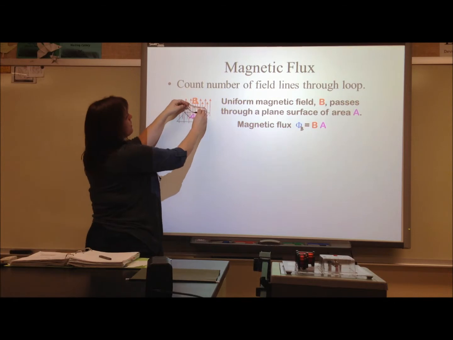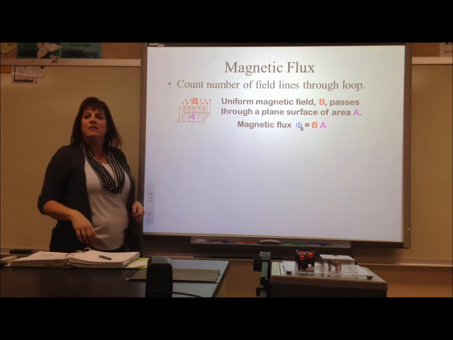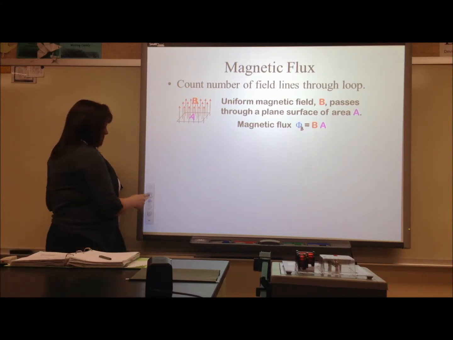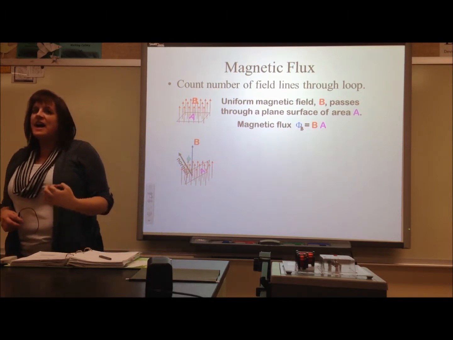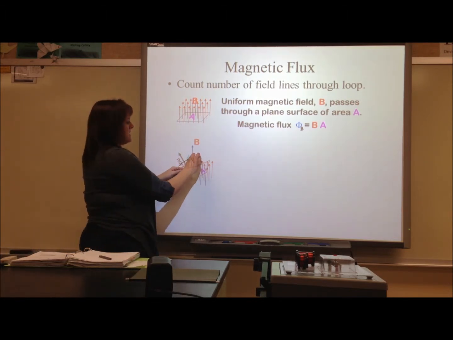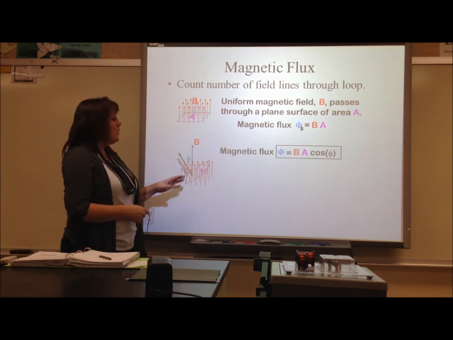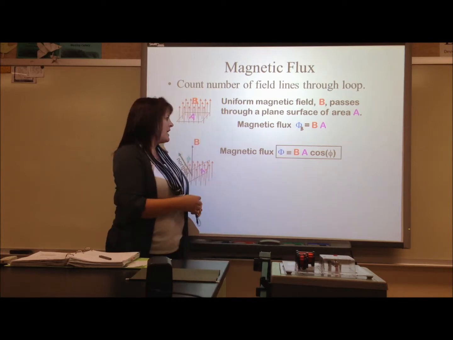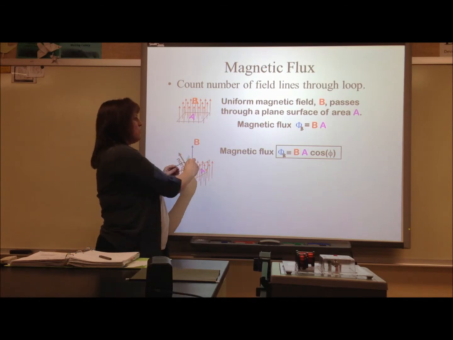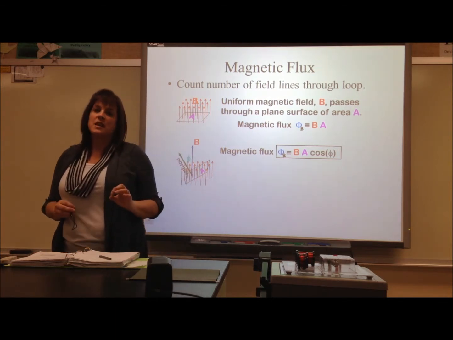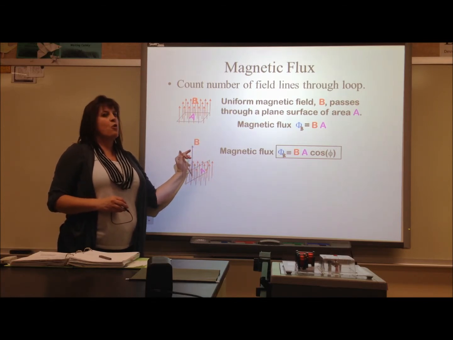But what if I start to rotate this loop? You can see that as I rotate this loop, I now don't have all of the magnetic field passing through the area. So when we quantify how much magnetic field is passing through this loop, we're going to have to use some trigonometry. When it's at an angle, magnetic flux is the magnetic field B passing through the loop of area A times the cosine of the angle the magnetic field makes with the normal of the loop.